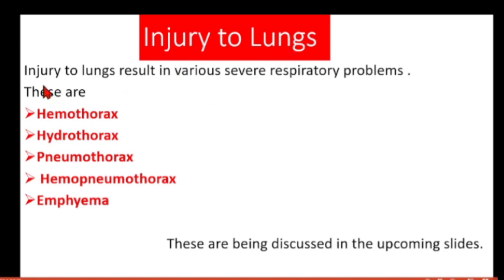Injury to lungs. The injury to lungs results in various severe respiratory problems. These are the problems due to injury to the pleura of the lungs. First is hemothorax, hydrothorax, pneumothorax, hemopneumothorax, and emphysema. And these are being discussed in the next slides.